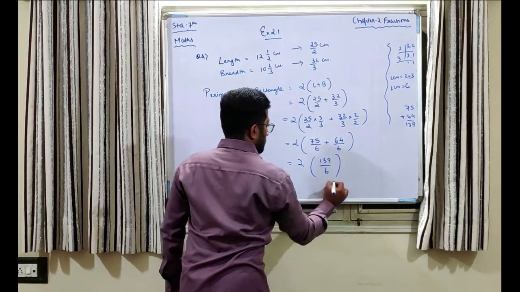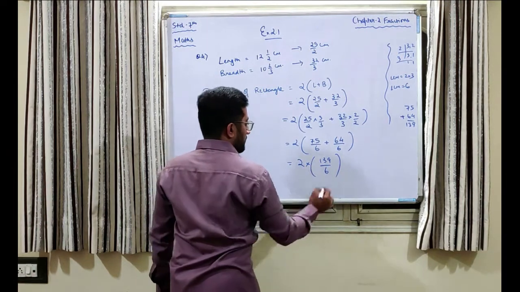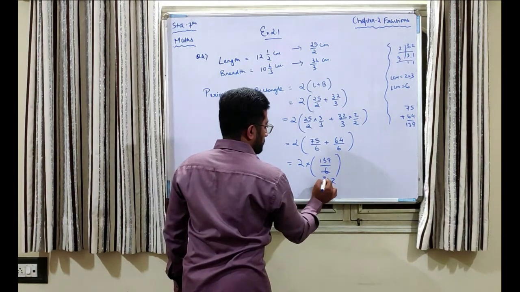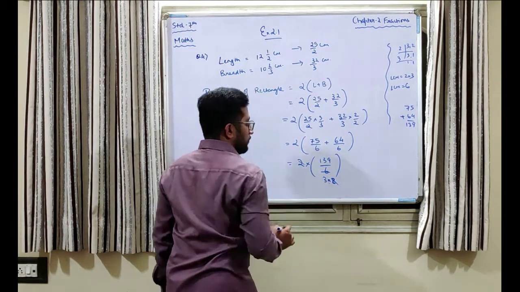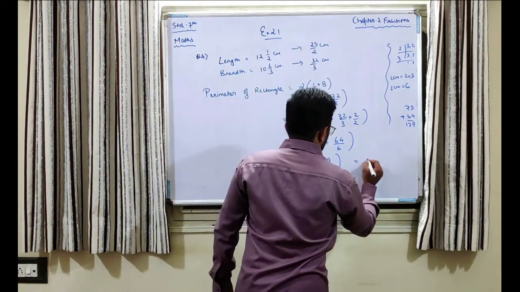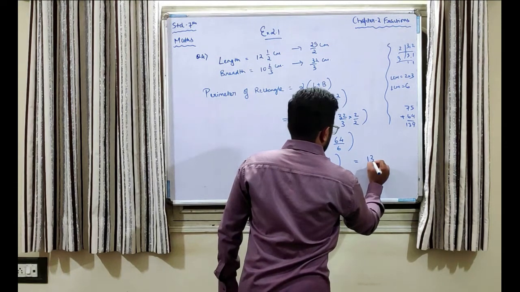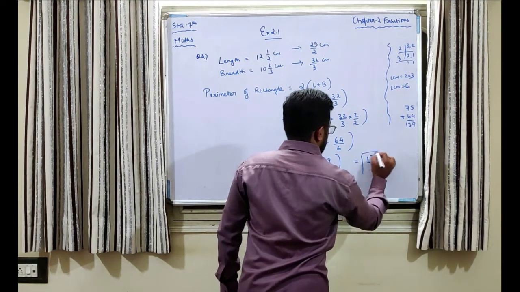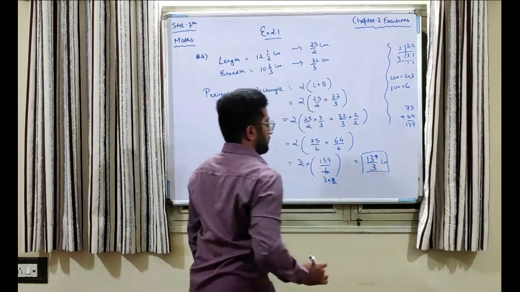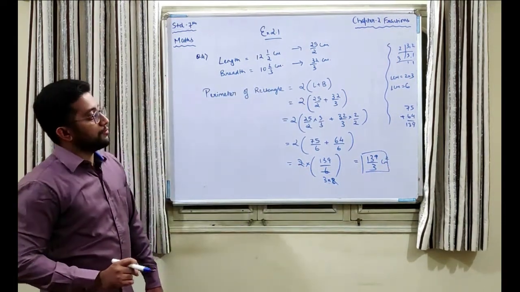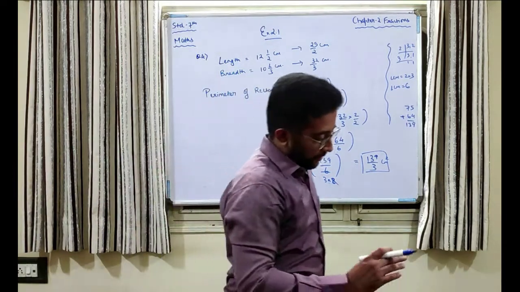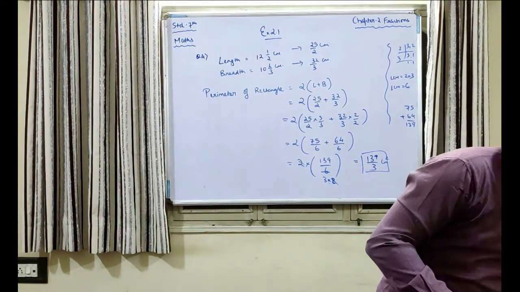upon 6. Now these two are in multiplication, so you can cut out the common terms. Sorry, so here 2 will be deducted. So your answer will be 139 upon 3 centimeter square. Okay, so this is the perimeter of the rectangular sheet of paper.